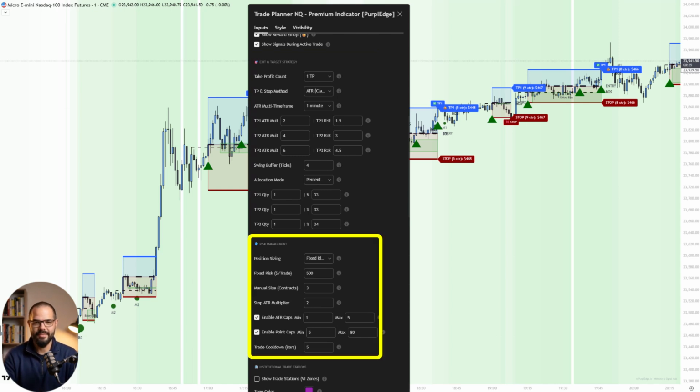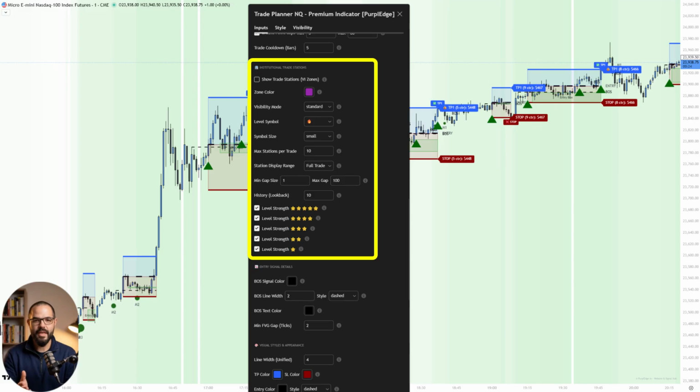Fourth, risk management. This is the most critical layer. You can set your position size using fixed contracts or fixed risk, where the system automatically calculates your contracts based on your stop-loss to match your dollar risk preference. You can also set stop caps in ATR and points to ensure every trade fits within your minimum and maximum risk parameters.